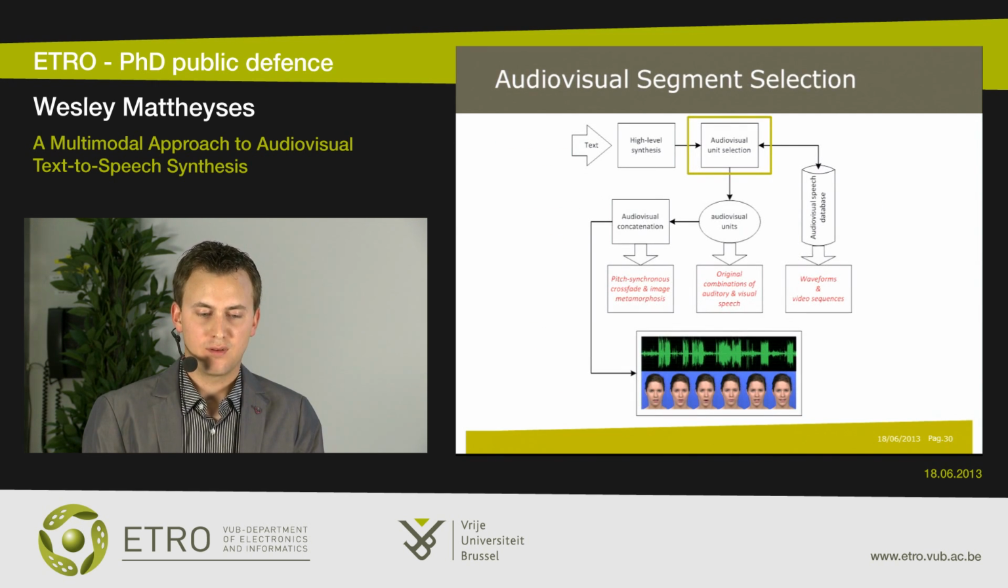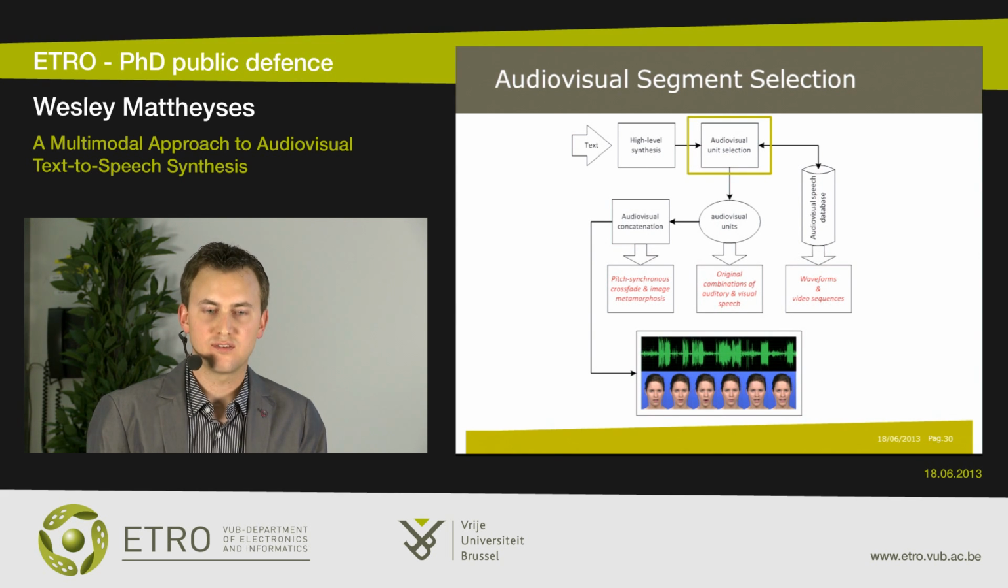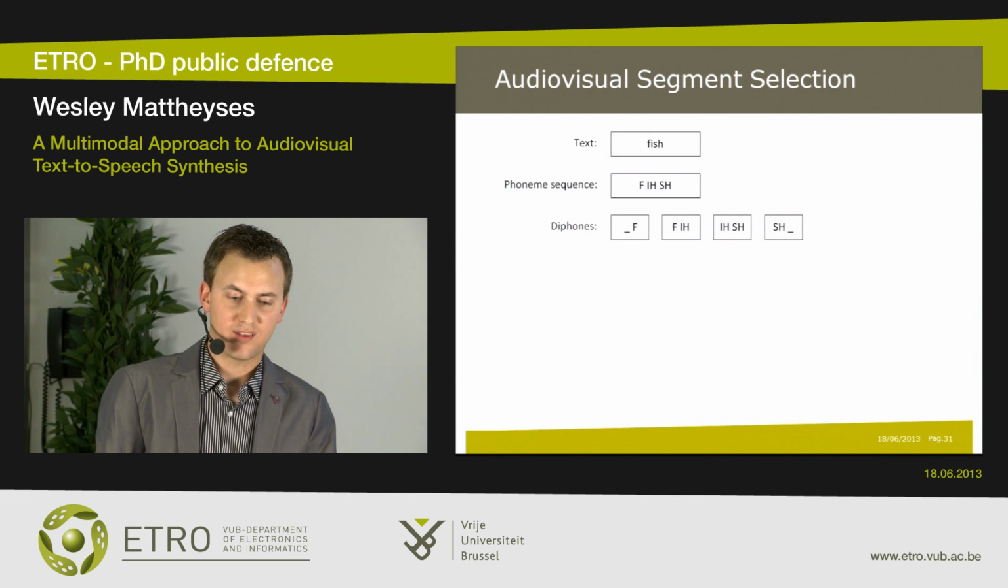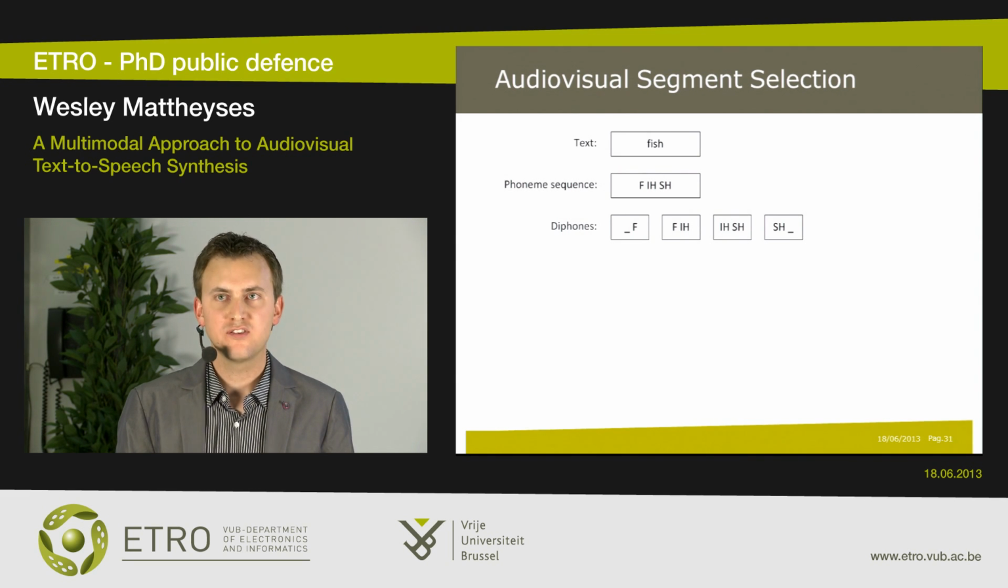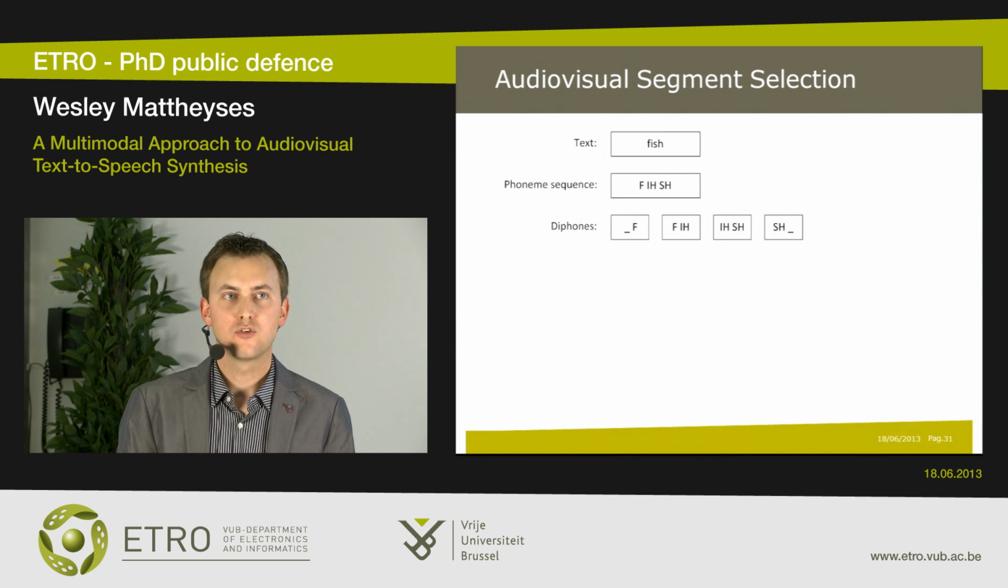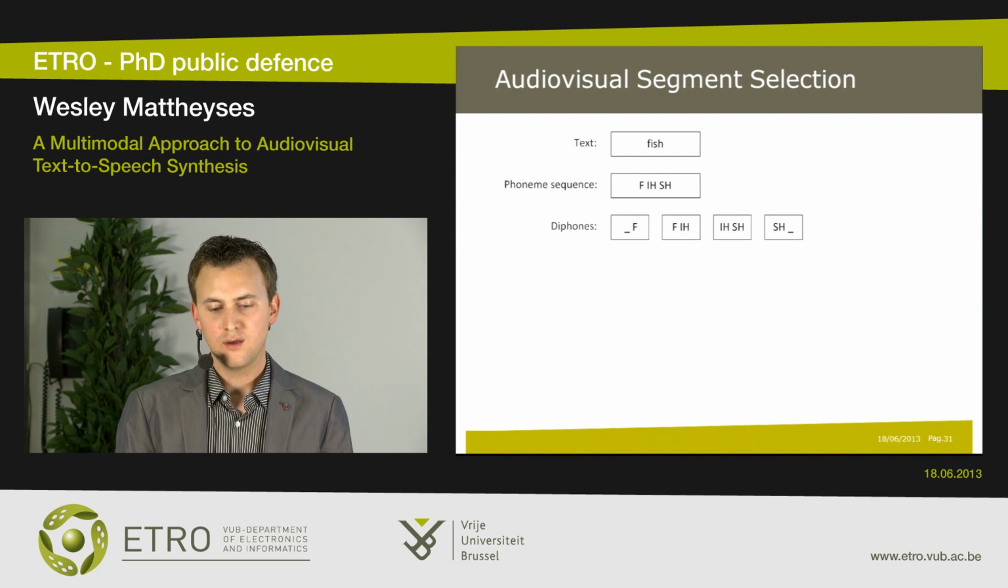And once we have performed this high-level synthesis and we have this audiovisual speech database, we can proceed with the audiovisual unit selection synthesis. And this works like this. Imagine we have the text fish we want to synthesize. So we need the phonemes f, I, sh. Now we split this sequence of phonemes into a sequence of diphones. And diphones is just two consecutive phonemes. So we need diphones silence f, f I, I sh, and sh silence.